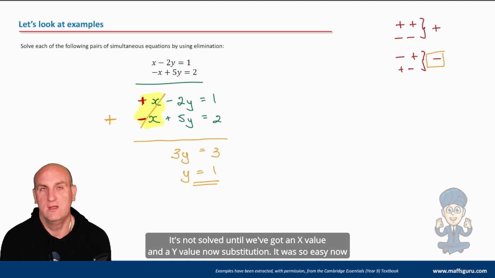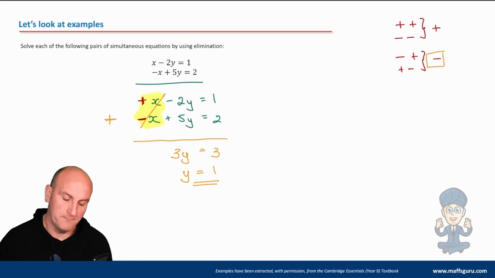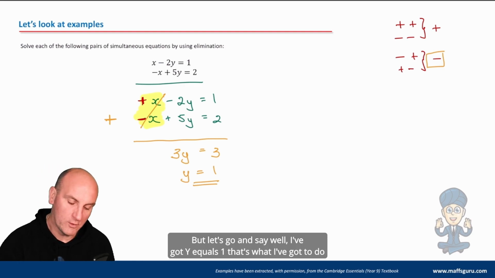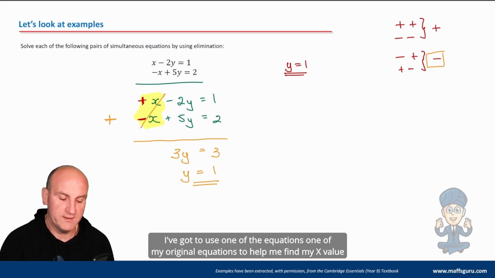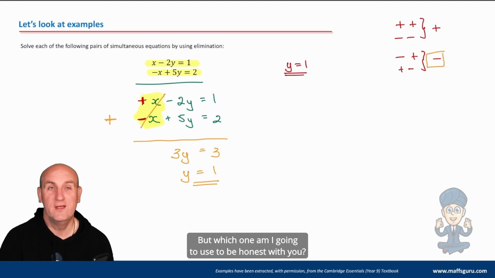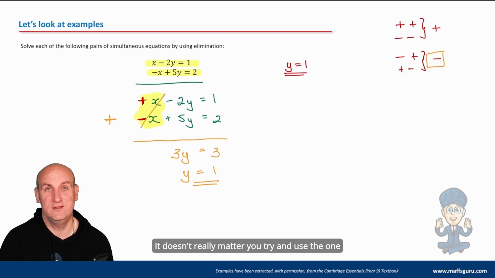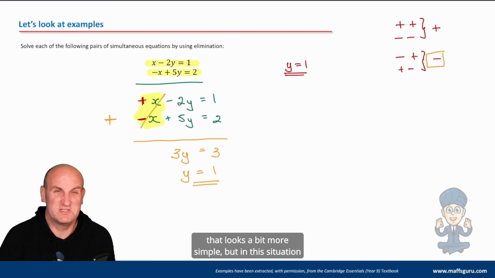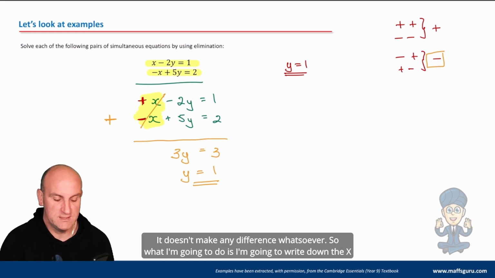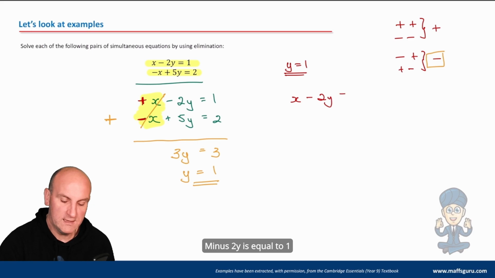Now, substitution, it was so easy now. But let's say, well, I've got y equals 1. That's what I've got to do. I've got to use one of my original equations to help me find my x value. But which one am I going to use? To be honest with you, it doesn't really matter. You try and use the one that looks a bit more simple, but in this situation, it doesn't make any difference whatsoever.